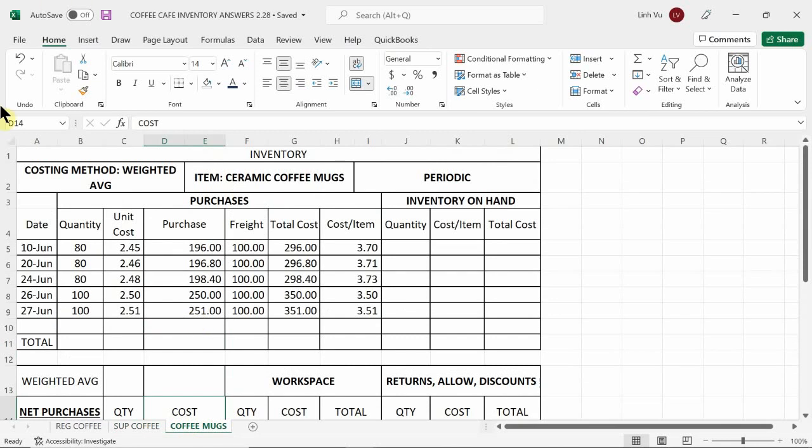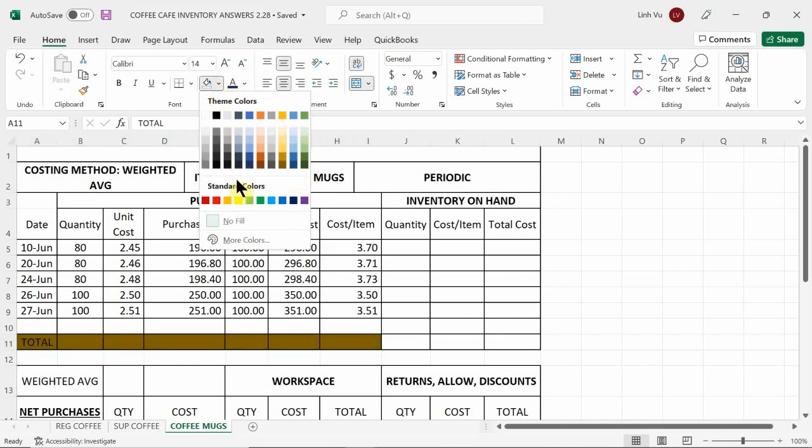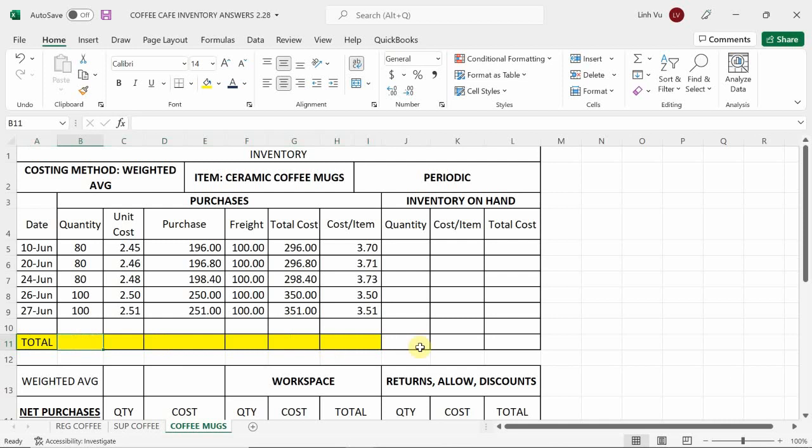Once again, we reach the end of the accounting period. So the first thing we need to do here is figure out what our totals are. That's what we've got to do. We're going to figure out what our totals are, and I'm going to go ahead and highlight this so we know what we need to do.